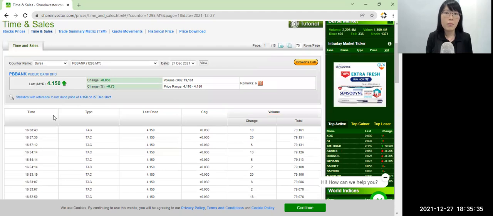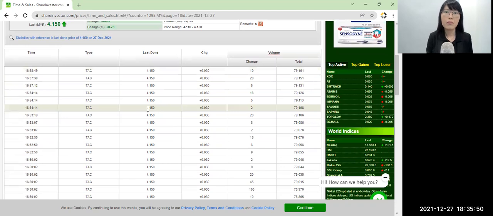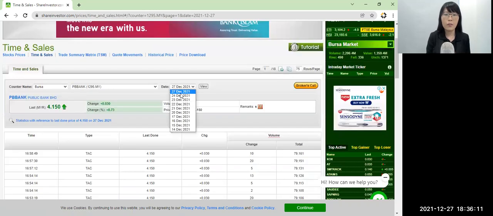So you can see the time here was around 4 o'clock, around 5 o'clock like that. You can see all the sell down or buy up to match with the price at 4 ringgit and 15 cents. So the times and sales will tell us at the end of the day which orders are matched. You also can find the other days by changing the date from here. Then all the information from the particular days will come out.